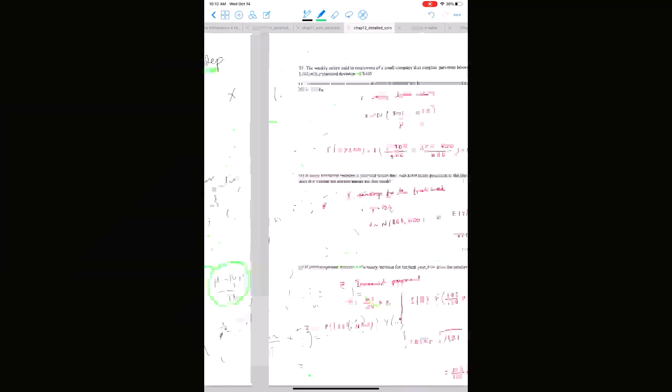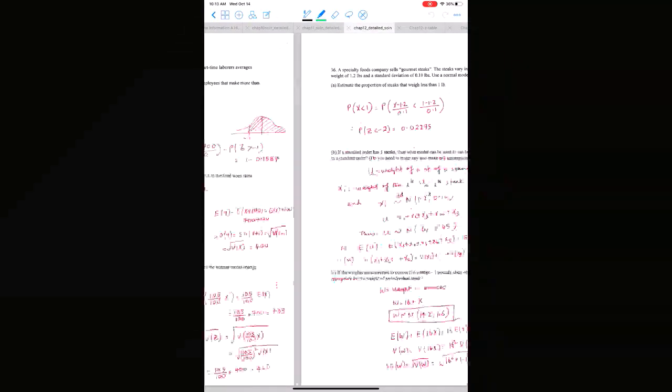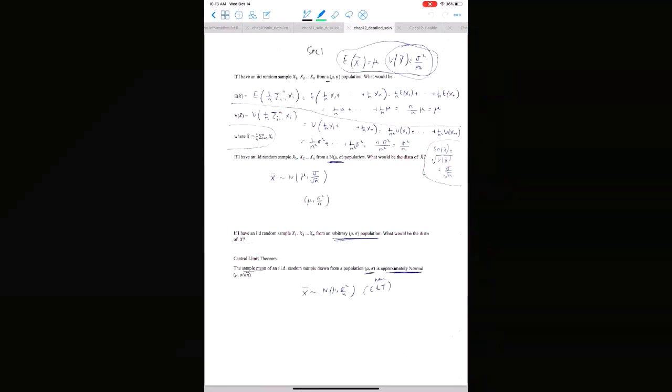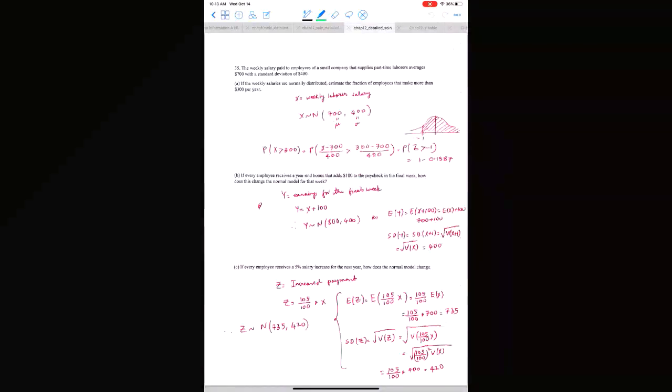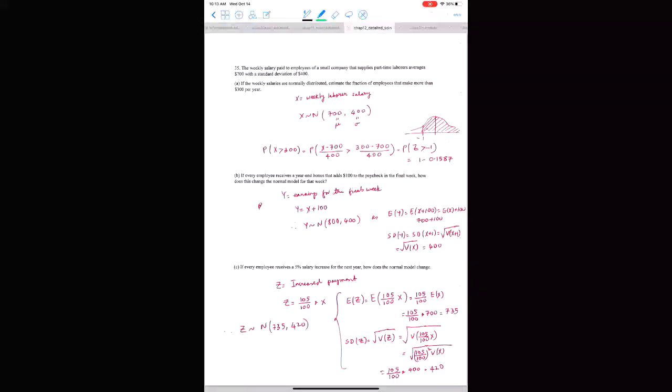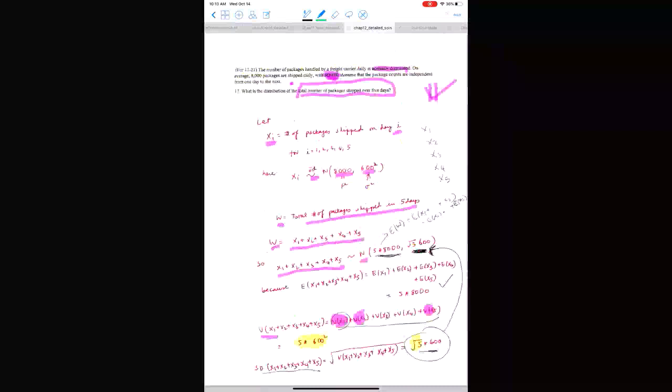All right. Now, this question 35, 36. Okay, let me go over this. So 35 is the weekly salary. Before I move on to 35, I want to point out a very important thing which I forgot to mention earlier. So now let us look at this question.